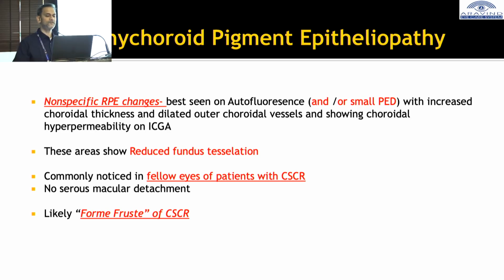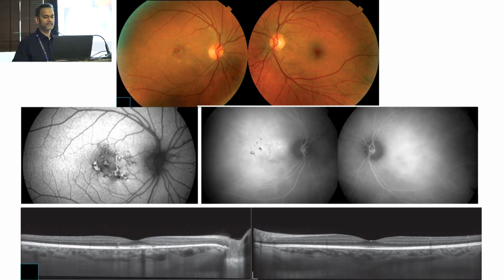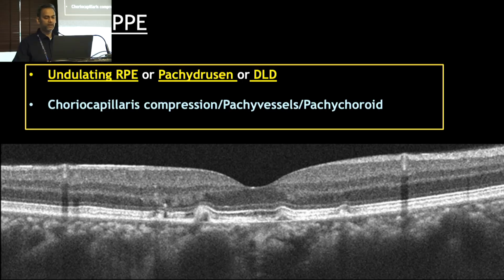So coming to the first entity, non-specific RPE changes, that is pachychoroid pigment epitheliopathy, with or without serous PEDs, and these are considered to be a forme fruste of CSCR and are mainly seen in the fellow eyes of CSC. So what you look for is an overlying thick choroid on OCT and vascular hyperpermeability on ICG. You have autofluorescence showing RPE defects and degeneration or RPE changes. So this is in the absence of subretinal fluid.